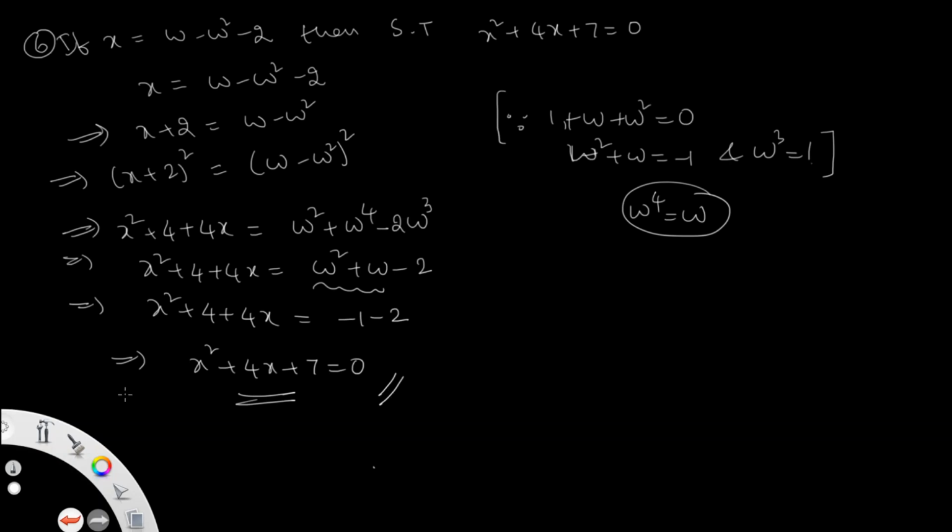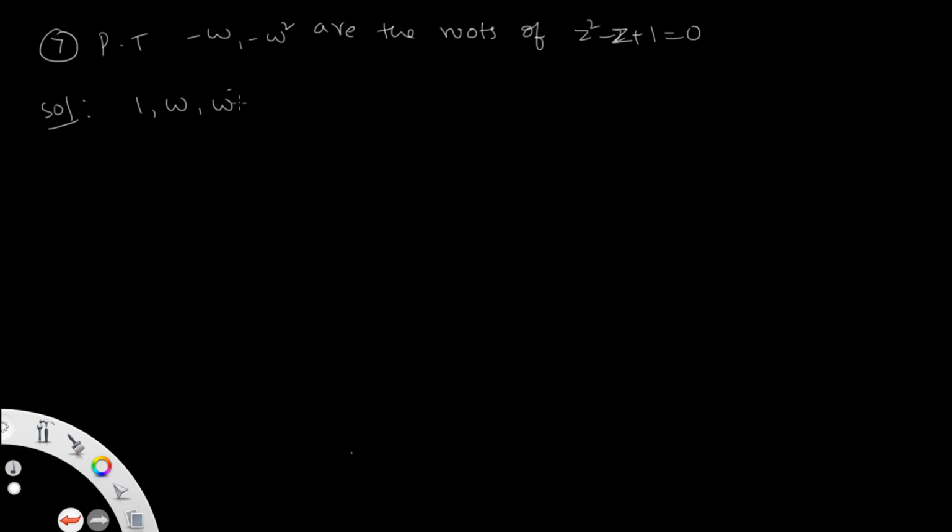Now going to the seventh question. Seventh question, number 7. 1, omega, omega square are cube roots of unity. Then prove that minus omega, minus omega square are the roots of z square minus z plus 1 equal to 0. Z square minus z plus 1 equal to 0, where 1, omega, omega square are cube roots of unity is given. What is the question given? 1, omega, omega square are cube roots of unity is given.